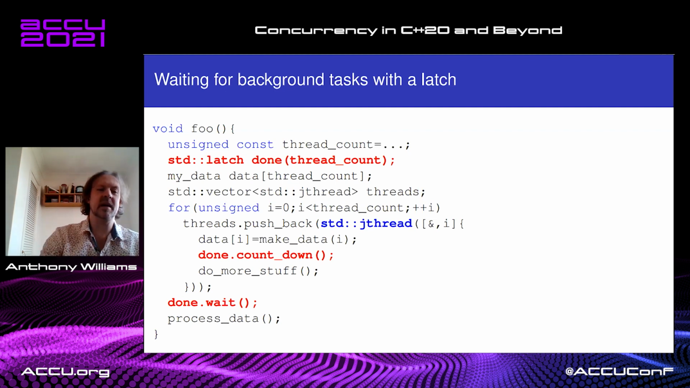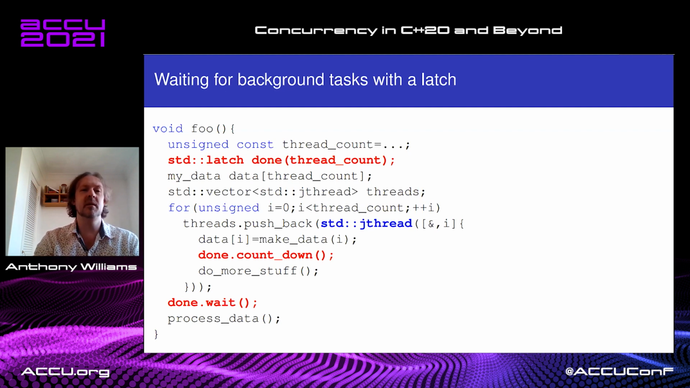So we have our make data part. We then count down the latch to say, well, I've done creating my data, but I'm going to do more stuff now. So the main thread that called foo waits for each of the 5 threads, or however many our thread count was, to get as far as their countdown. They've all generated their data. And as long as their do more stuff part doesn't access that data, then processing data below is safe to do so. It can then access the entirety of the data array, knowing that it is safe. This is a proper synchronization mechanism, just as if you had used a mutex and condition variable to protect the data.